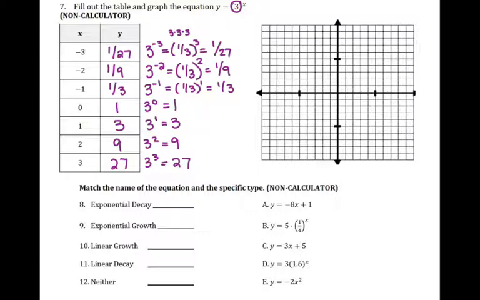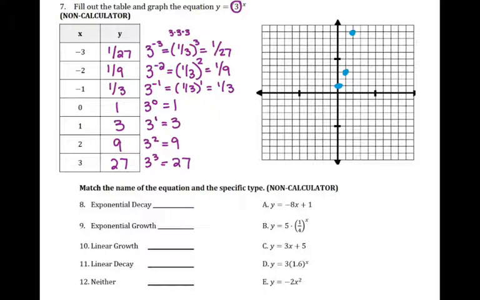So I'm going to start by plotting the nice numbers that I can fit beautifully on my graph. So 0, 1 is what I'm going to graph first. That is right here. That's your y-intercept. Next, I'm going to do 1, 3, which is right here. 2, 9, and 3, 27 doesn't fit on my grid.